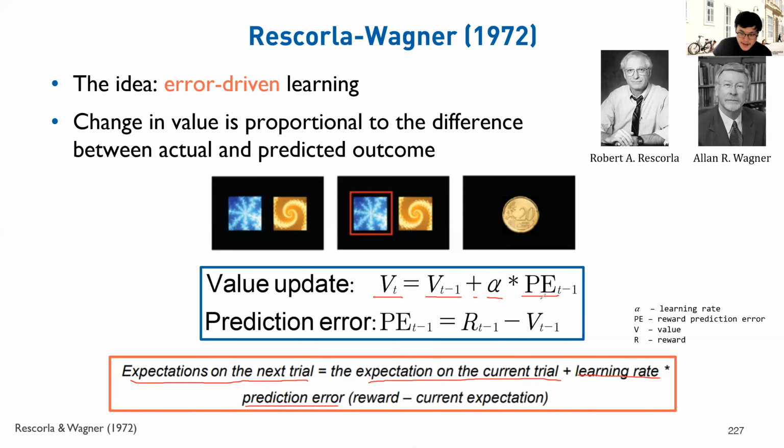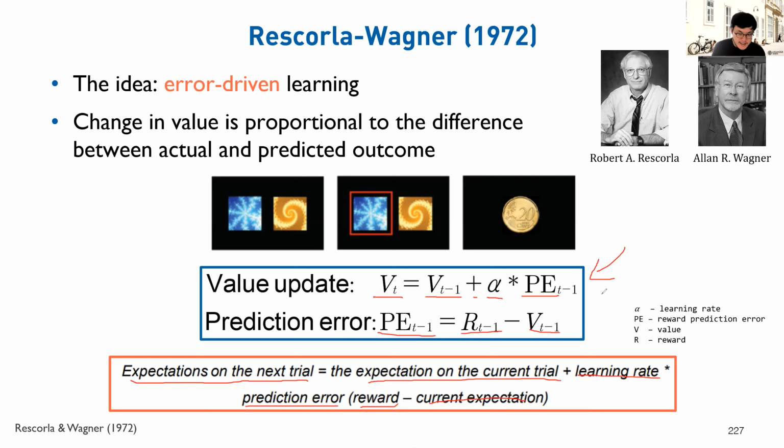And how is PE calculated? The prediction error is the difference between the actual reward minus the current expectation, okay? So the mathematical notation may be a little bit scary to look at in the beginning, but if you understand the meaning, it doesn't really tell you anything too fancy.